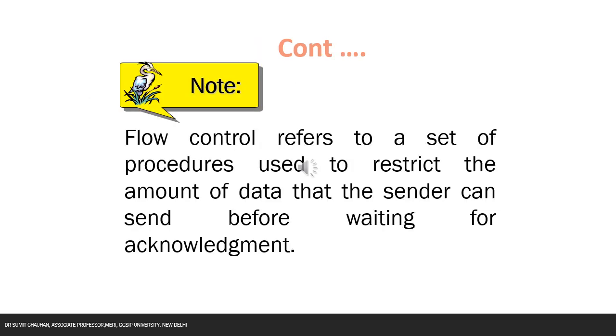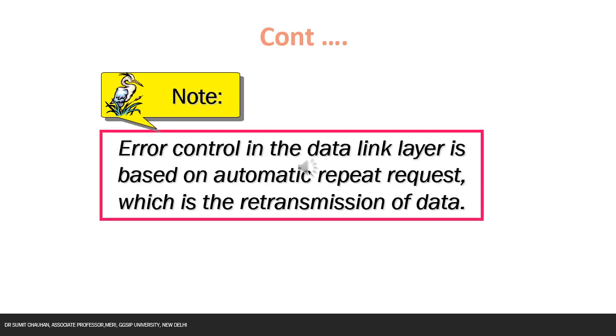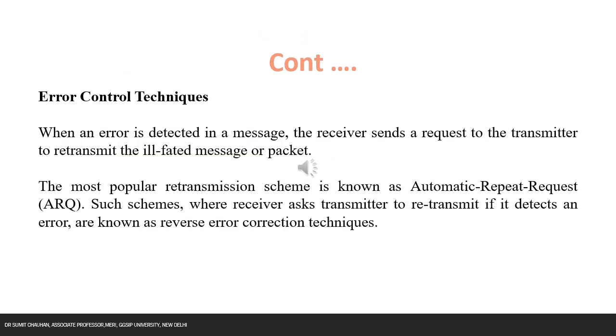Flow control refers to a set of procedures used to restrict the amount of data that the sender can send before waiting for the acknowledgement. Error control in the data link layer is based on automatic repeat request, which is the retransmission of data. Error control techniques: when an error is detected in a message, the receiver sends a request to the transmitter to retransmit the ill-fated message or packet.